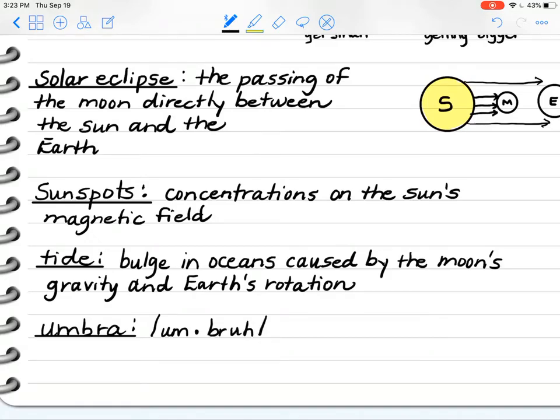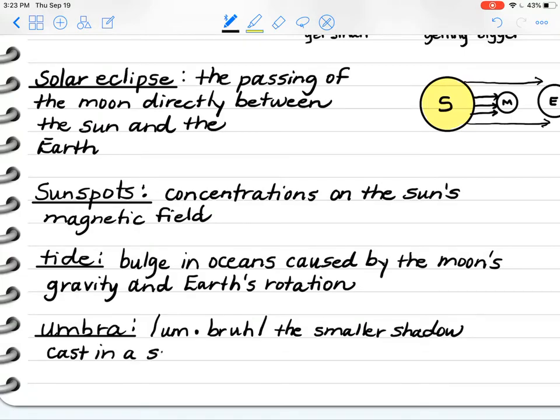Okay, the last term is umbra. We did penumbra, but this is just umbra. And the umbra is the smaller shadow cast in a solar eclipse.